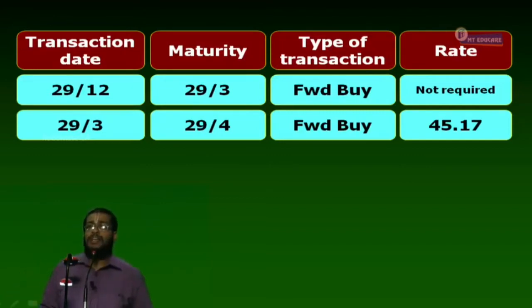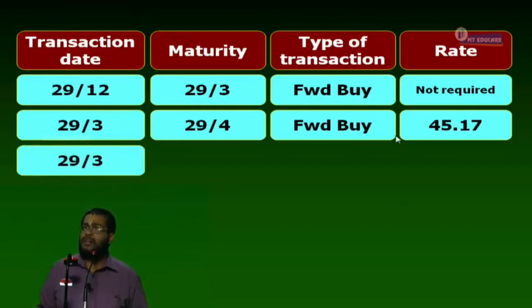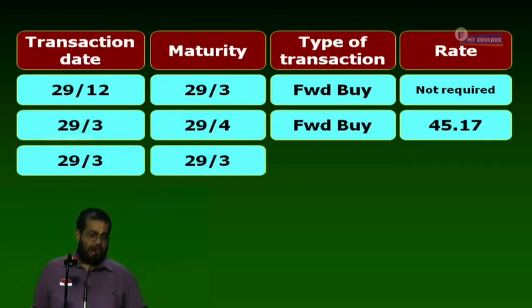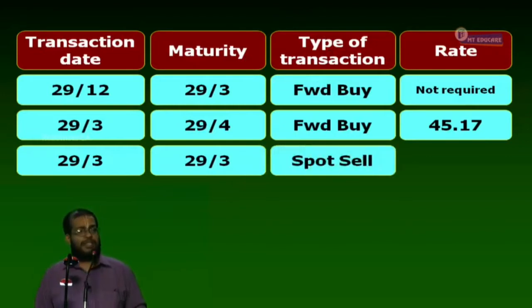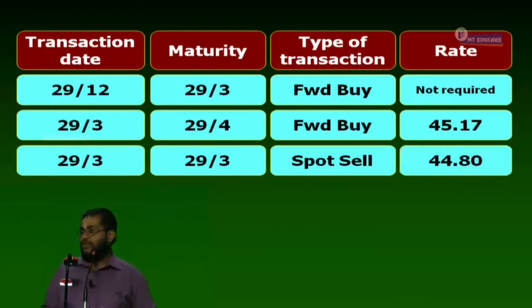No. Because I am purchasing, I have to give a counter sell. 29 March to 29 March, spot. Spot sell. Do I spot sell at the bid or offer rate? Bid rate. Tell me, what is the bid rate for spot sell? 44.80.